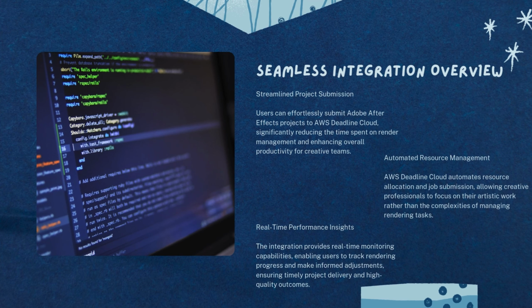Now, let's talk about how AWS Deadline Cloud makes rendering even easier. Streamlined project submission: just a few clicks, and your project is in the cloud. Automated resource management: no manual configurations. AWS handles it for you. Real-time performance insights: track rendering progress, spot bottlenecks, and optimize efficiency. This means fewer headaches and a smoother workflow.